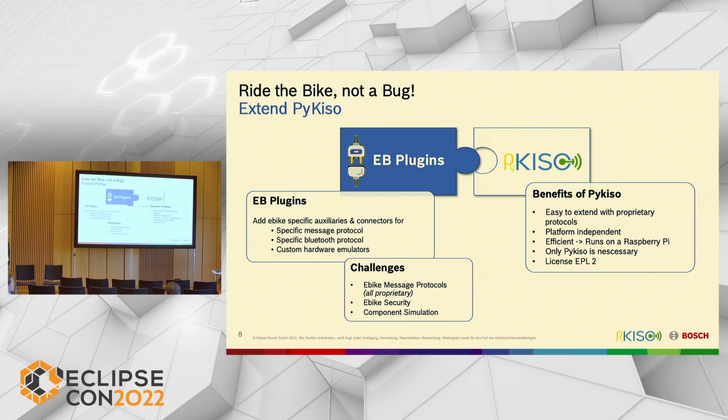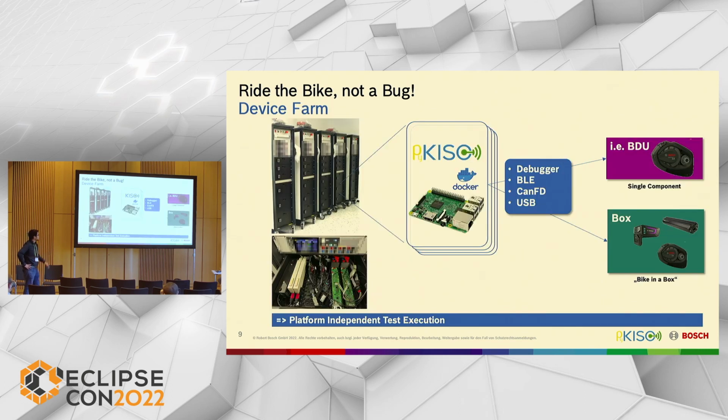And what I want to show on the slide is that PyKiso is actually quite easy to extend with the needs which we have at eBike. It also runs very efficiently, so that's the reason why we can run it on smaller devices like a Raspberry Pi, and also with the EPL license, this allows us to easily scale up. Okay, to the next slide.